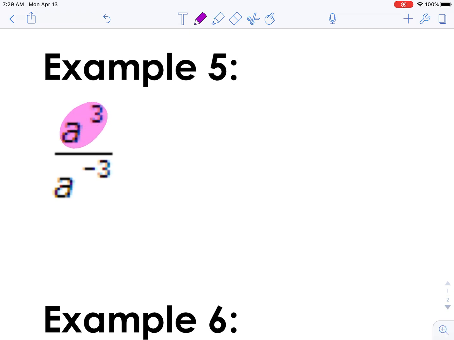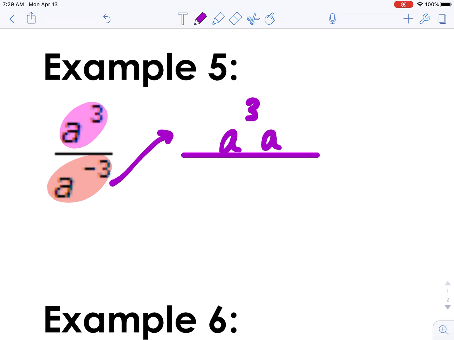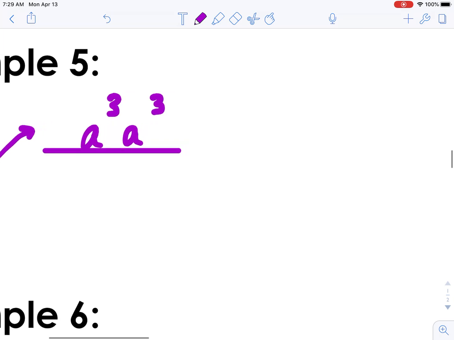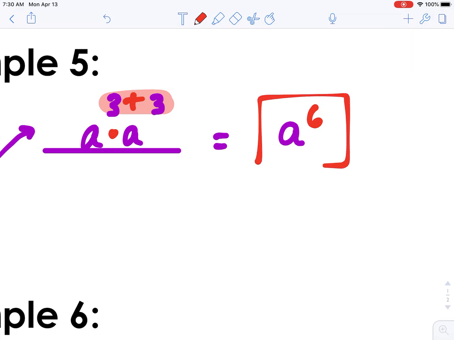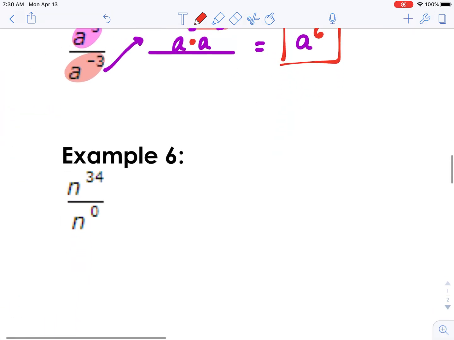This a cubed, it's positive. That means it stays where it's at. Now in the bottom, we have a negative 3. That moves up, and when it moves, it becomes positive. If it's all in the numerator, you don't need to have a denominator placeholder. Do you remember what you do when you're multiplying same base? You're going to add your exponents. So we have a to the 6th in the top.